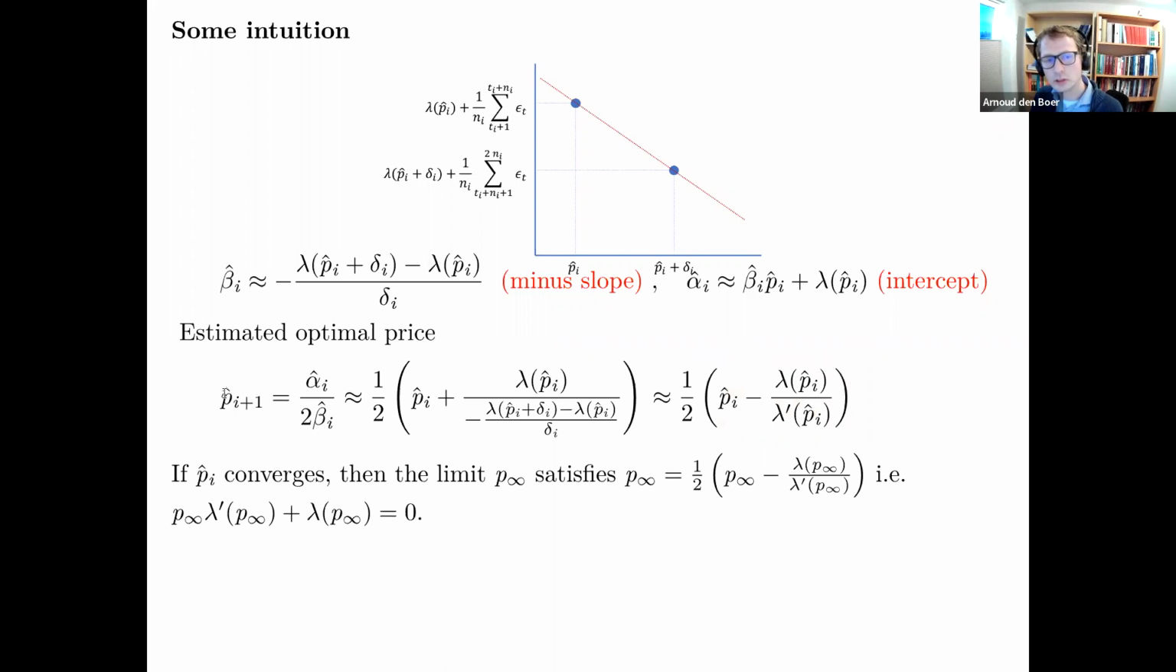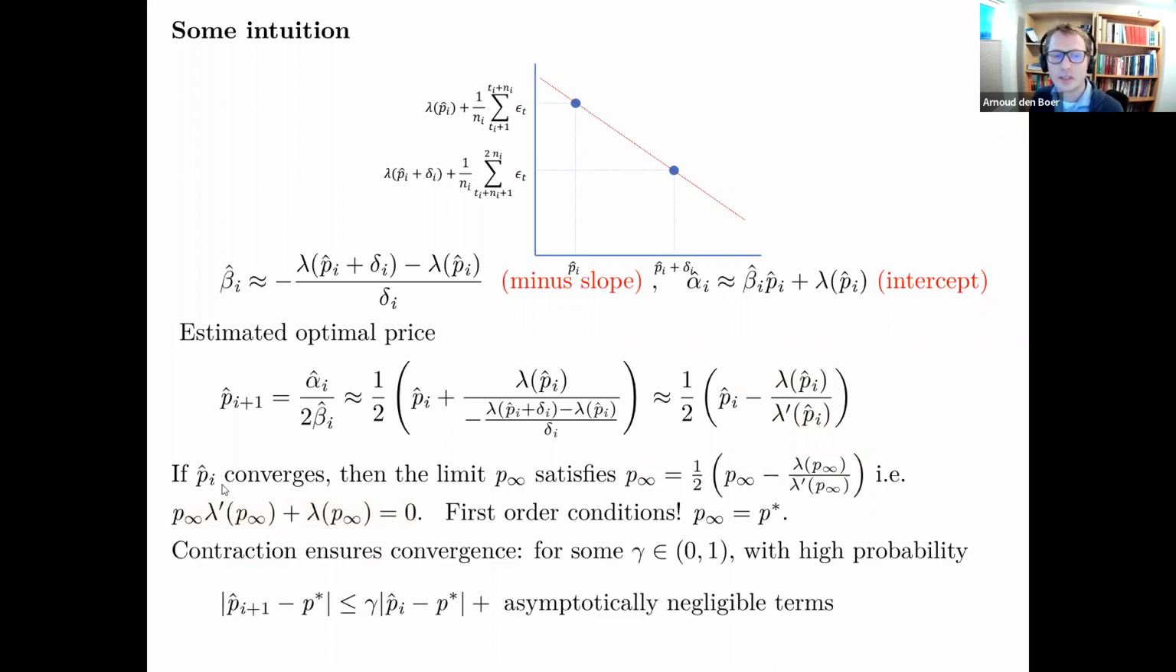So if you converge, then the left-hand side should be the right-hand side. And by some rearrangement, your price should satisfy this equality. And then by some small rearrangement, I get the first order conditions. Revenue is price times demand, so if I take the derivative, I get this expression. So if you converge to a price with this policy, then you have to converge to the optimal price.